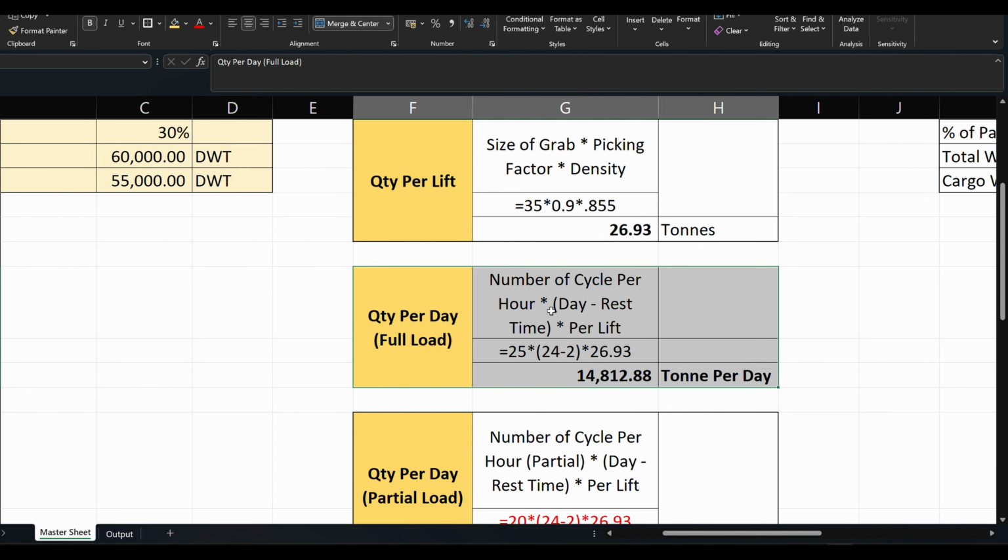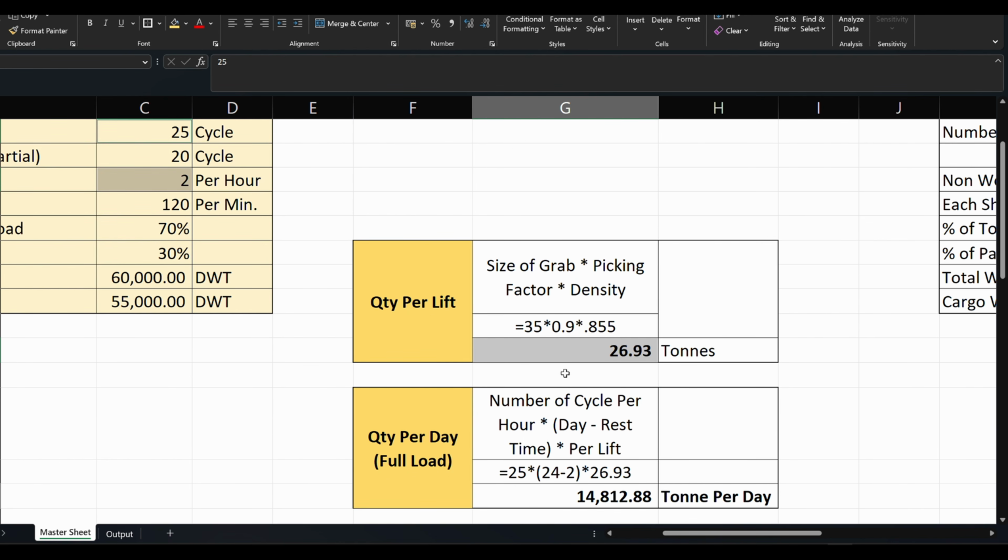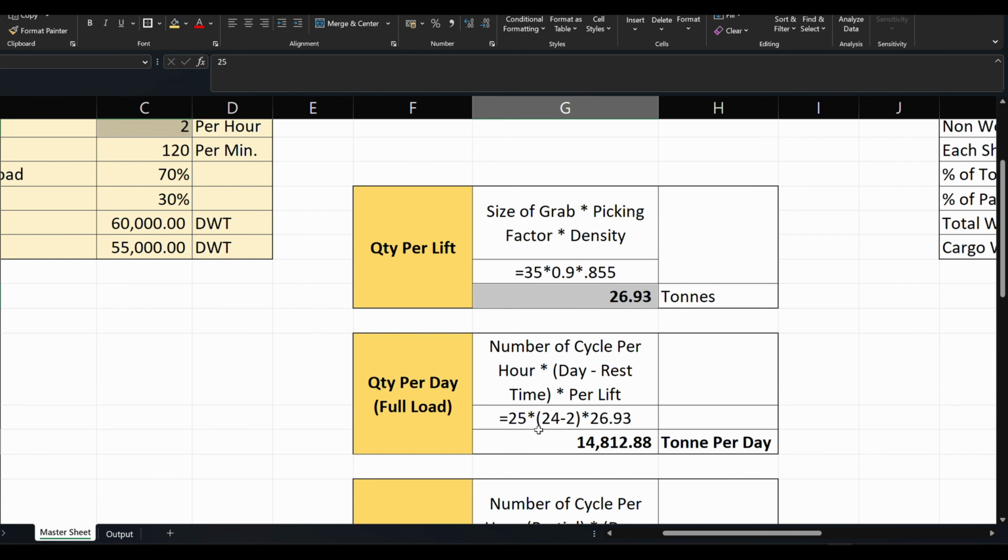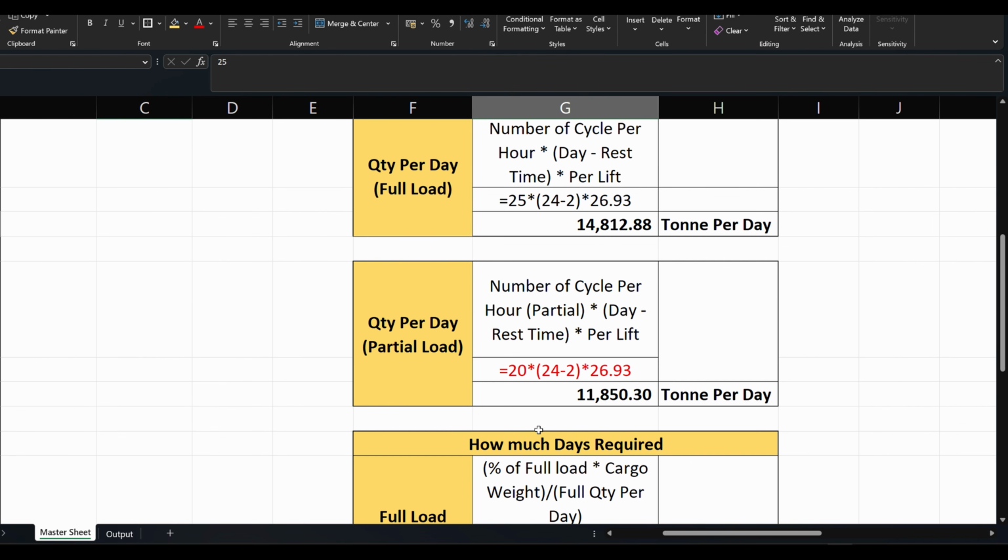The number of cycles per hour is given as 25. The working hours are the day minus rest time, 24 minus 2, times the per-lift capacity. So we have 25 cycles, 22 hours, times 26.93. So the capacity per day is 14,812.88 tons per day. Now this is for the full day at full load.